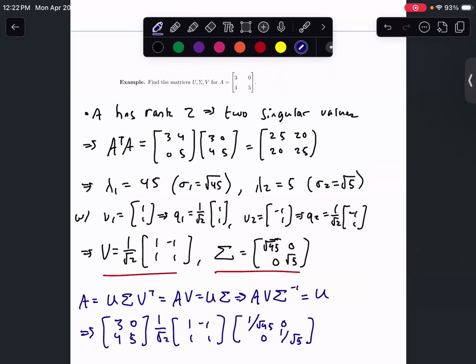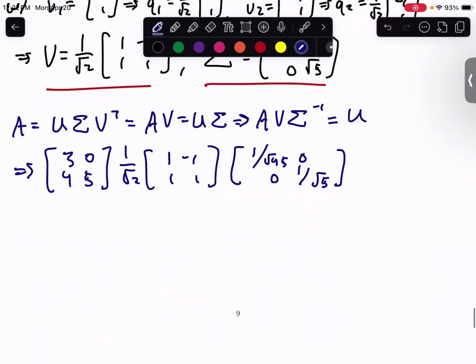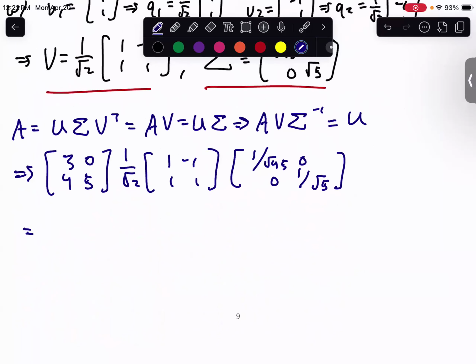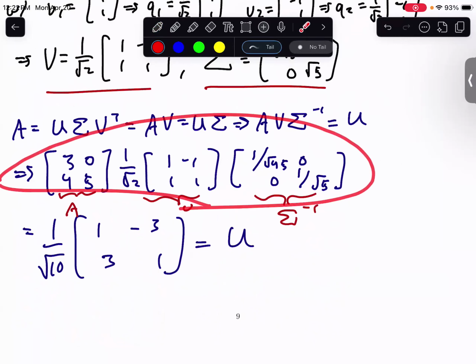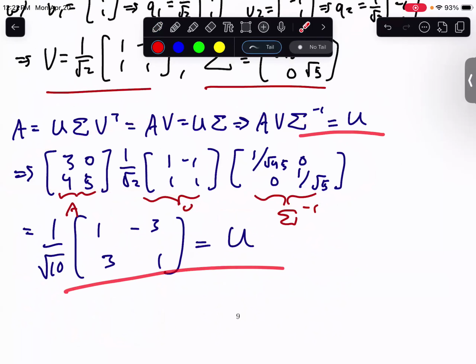And if you go through with this multiplication, the multiplication is kind of ugly because you have a bunch of square roots running around. But you end up getting the following. If you multiply everything, you end up getting 1 over the square root of 10, and then you get 1, -3, and then 3, 1. And this is going to be equal to our U. Right, so this was our A. This was our V. This was our sigma inverse. If you multiply them all together from this equation, you end up getting U.